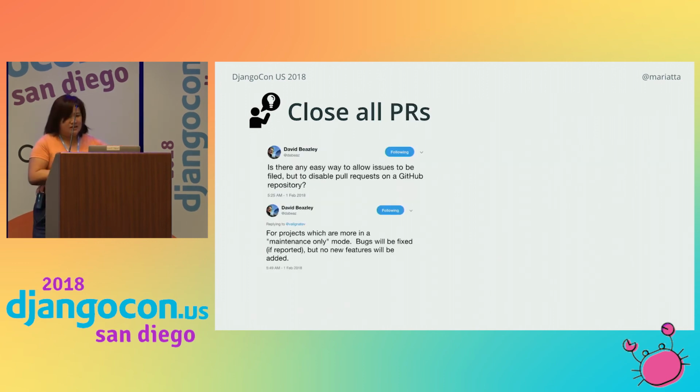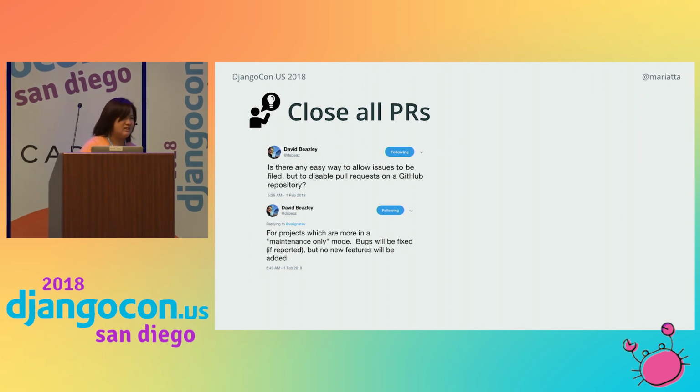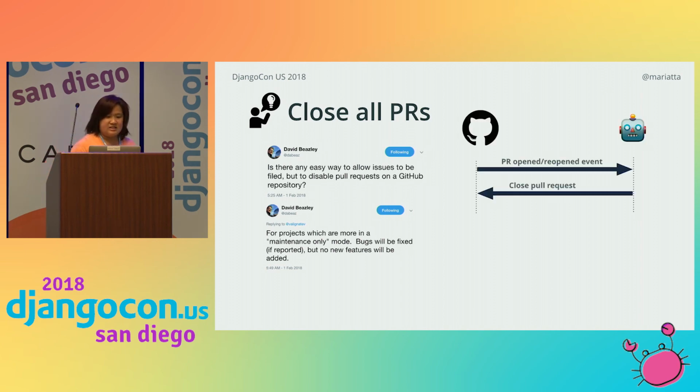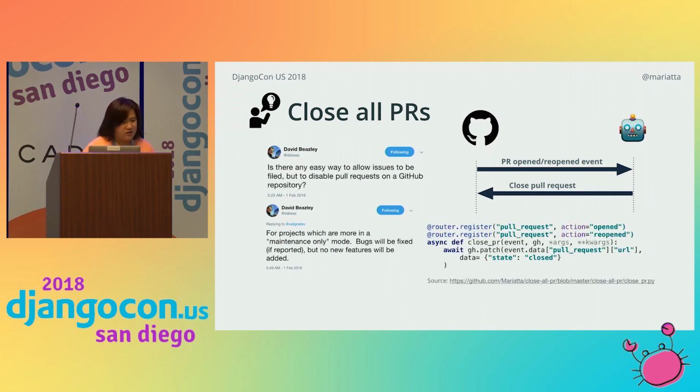Dave Beazley needs a bot, and he didn't even realize it. Earlier this year, he asked on Twitter, is there an easy way to allow issues but not pull requests? And he had good reason for doing this. I think one of the replies was to move to something else, which doesn't sound really easy. You can totally do a bot that takes care of this. It's as simple as this. Receive the PR event, close it. Much simpler than miss-islington. I know this can be done. I wrote it. Those are the lines of code you need to write in order to accomplish this.